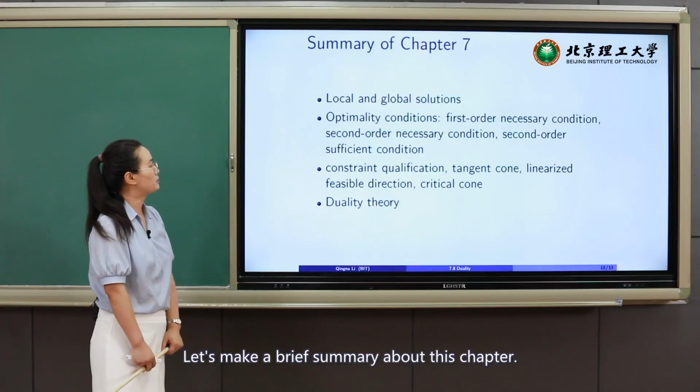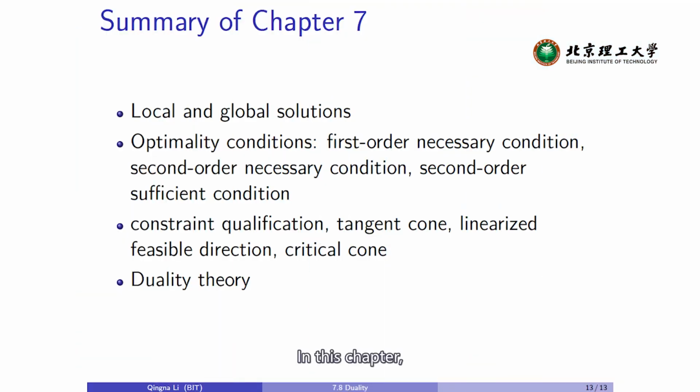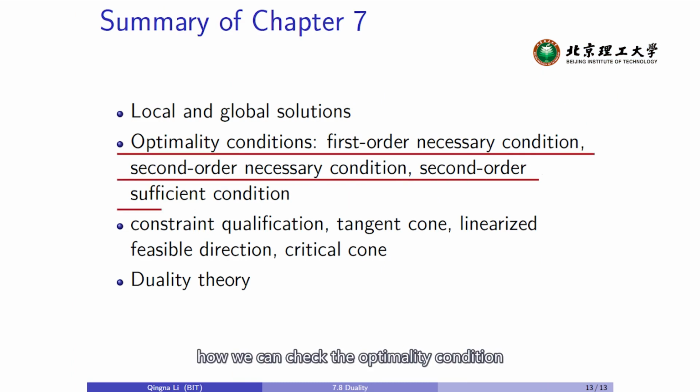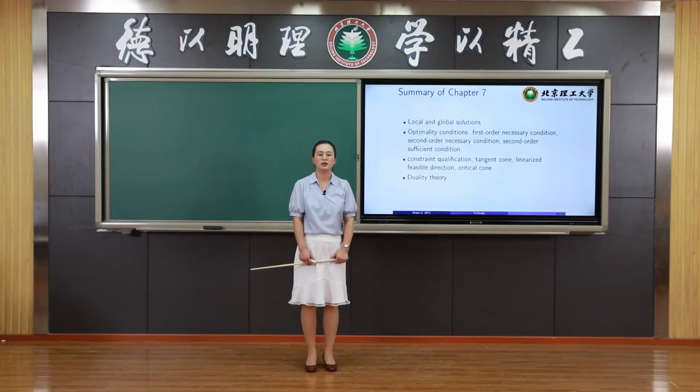Okay, let's make a brief summary about this chapter. Actually, in this chapter, we basically introduce how we can check the optimality condition for constraint optimization problem, including the first order necessary condition, the second order necessary condition, as well as the second order sufficient condition. Finally, we also discussed the duality theorems, which is an important part in constraint optimization. Okay, so we stop here and see you next time.